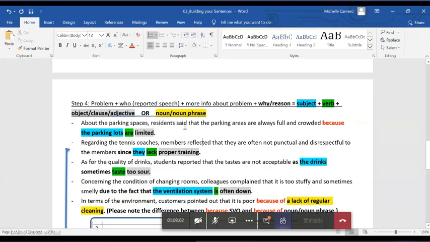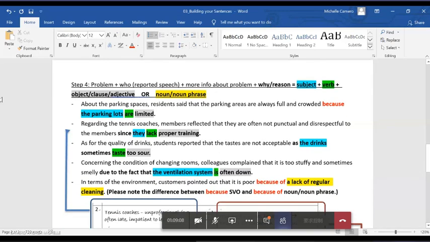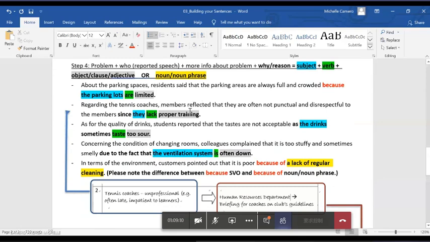Right, about the parking spaces, residents said that the parking areas are always full and crowded because the parking lots are limited. Okay, next one, regarding the tennis coaches, members reflected that they are often not punctual and disrespectful to the members since they lack proper training. As for the quality of drinks, students reported that the tastes are not acceptable as the drinks sometimes taste too sour. Concerning the condition of changing rooms, colleagues complain that it is too stuffy and sometimes smelly due to the fact that the ventilation system is often down. In terms of the environment, customers pointed out that it is poor because of a lack of regular cleaning.